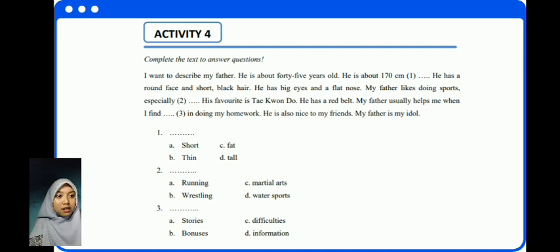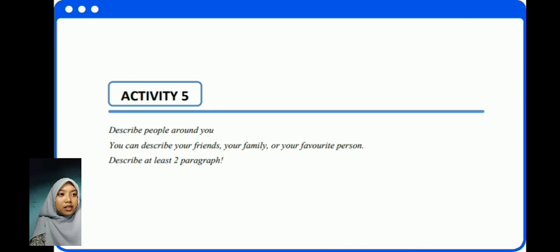Okay, just next. Okay, for the last activity, it is the 6th activity. I'm so sorry. Describe people around you. You can describe your friends, your family, or your favorite person. Describe at least 2 paragraphs. Okay, here the students have to describe the people around them. It could be friends, family, or their favorite person. Okay, they have to describe at least 2 paragraphs or more.